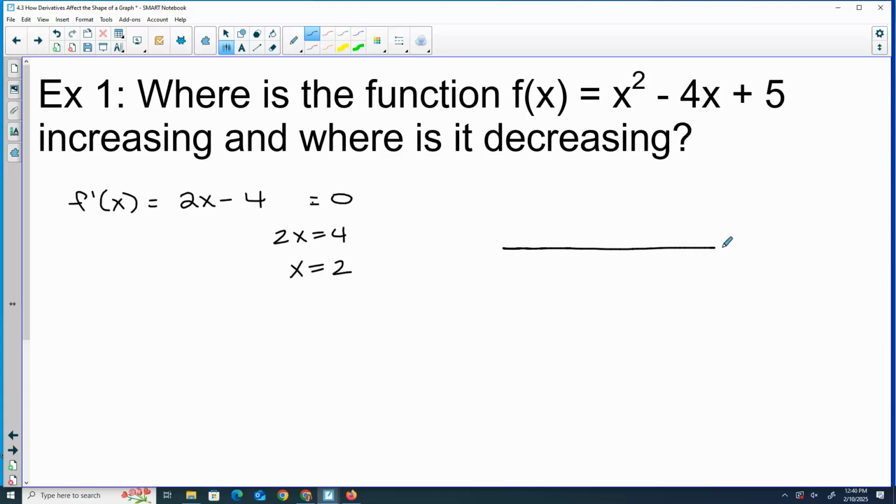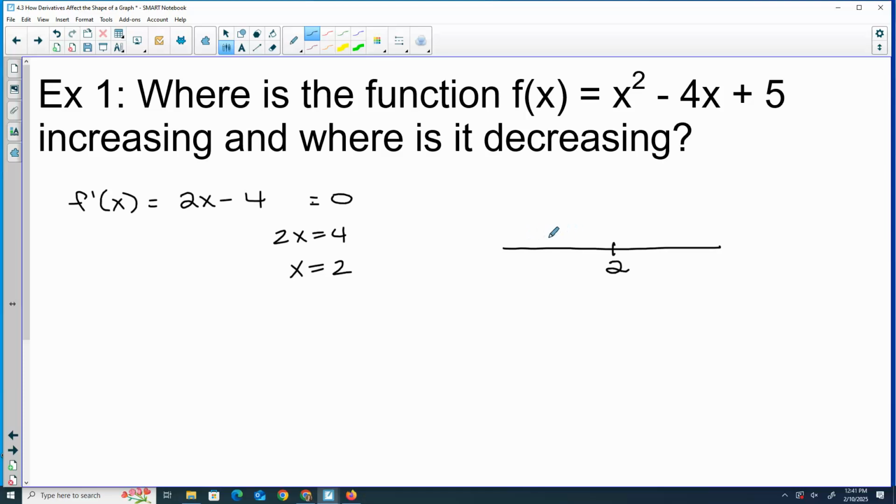We could draw a graph of this and that wouldn't be too hard, but for some of our functions it will. We're going to go back to this idea of a sign line. Do you remember doing sign lines way back when? So we know 2 is when the derivative is 0. We just need to know when it's positive or negative.